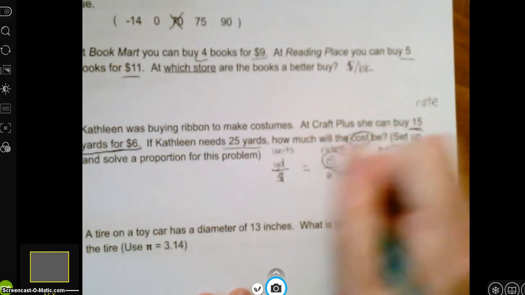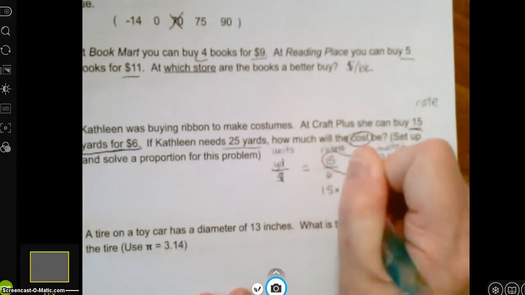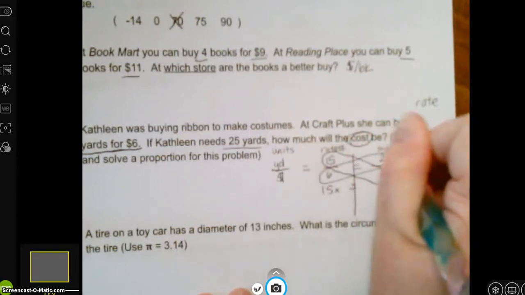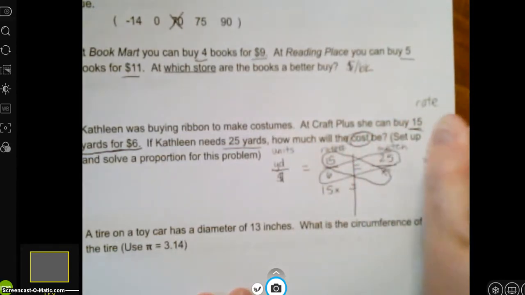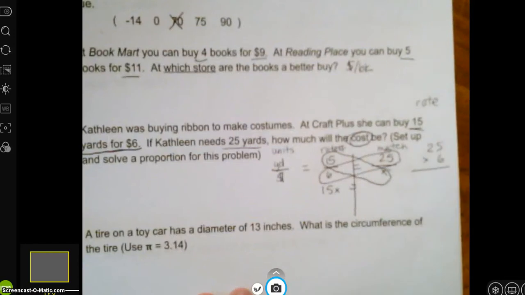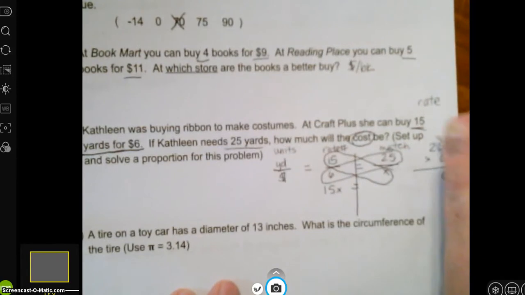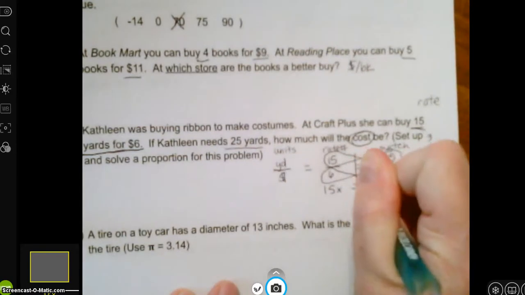So that part, 15 times X is 15X. Over here I need to multiply 25 times 6. Please make sure you're asking if you do not know how to cross multiply, guys. This is one of those things, it's going to be important as we move forward when we do percents, things like that. 6 times 5, 30, carry the 3. 6 times 2 is 12, plus 3 is 15, so I have 150. Okay.